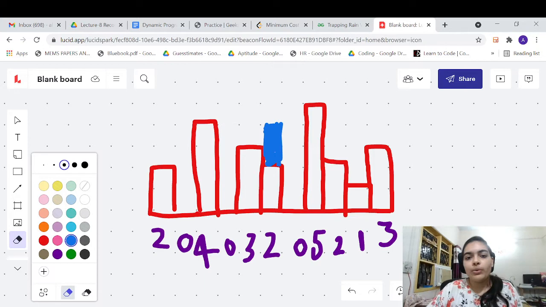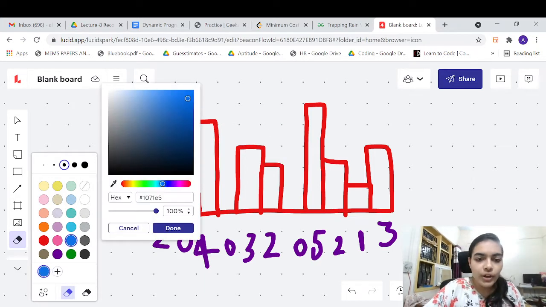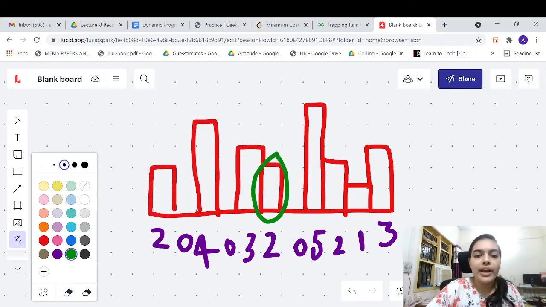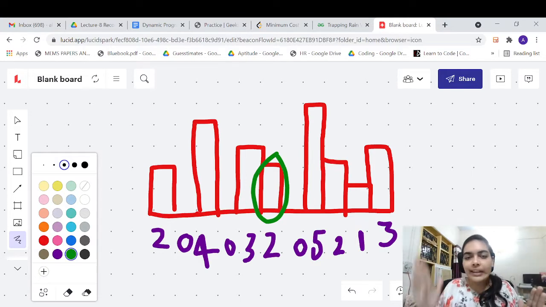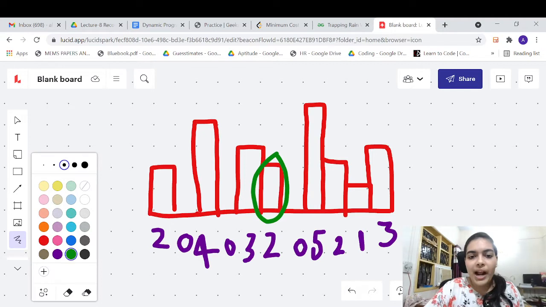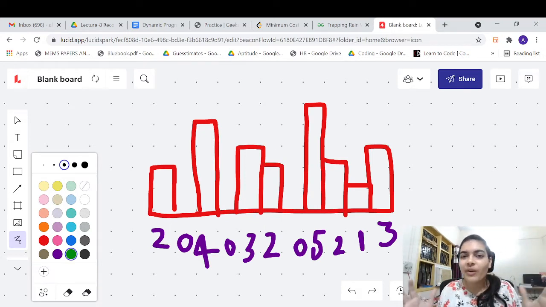So this is what we are doing. This is the logic, right? For any particular block you are trying to find the left block that can hold it and the right block that can hold it, taking the minimum of those two levels and subtracting the height of this bar. That will give you the answer. Okay, let's break it down and see it.